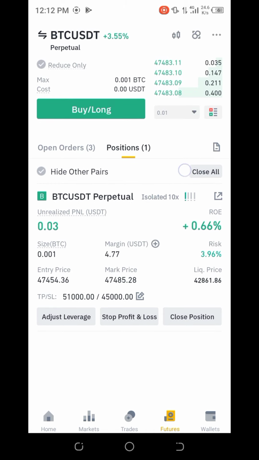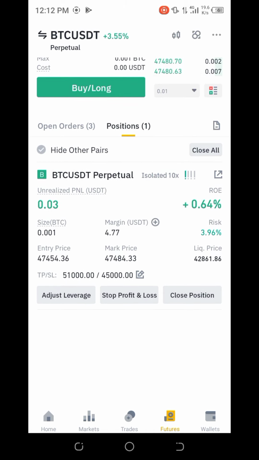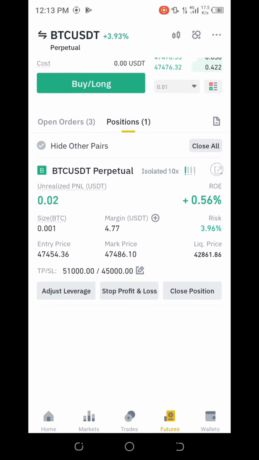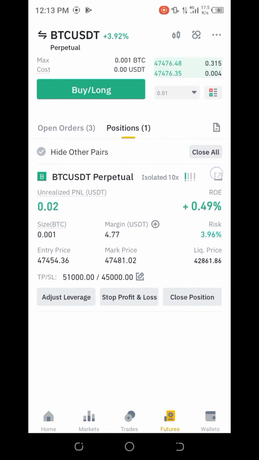The market is still open, as I can see from here, that I've earned 0.02 USDT. I'm in a profit of 0.6%. And if you click this small arrow here, assuming you want to share this trade with any other person, you can click on this arrow here.